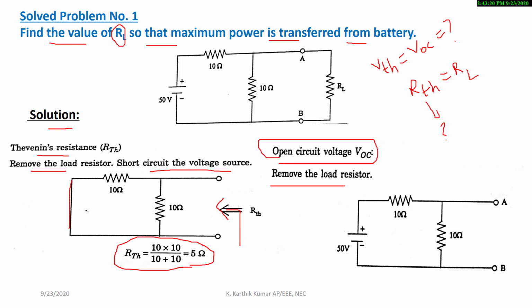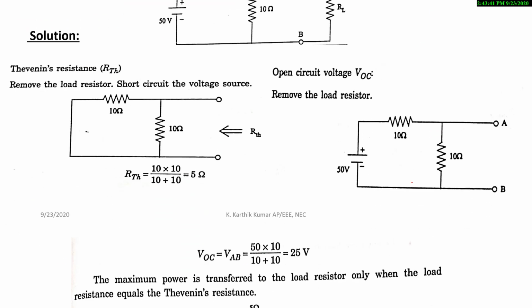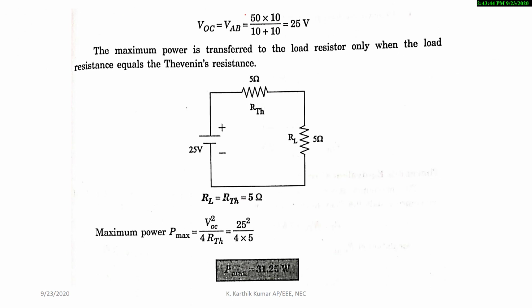For that we have to remove only the load resistor, and the voltage source will be present. Here we have to find the VOC, or VAB. Further, we have to apply voltage division. VOC is 50 volt, the total input voltage, into 10 divided by 10 plus 10. Okay, this is our formula. We already saw it in our previous videos, and we got 25 volt.